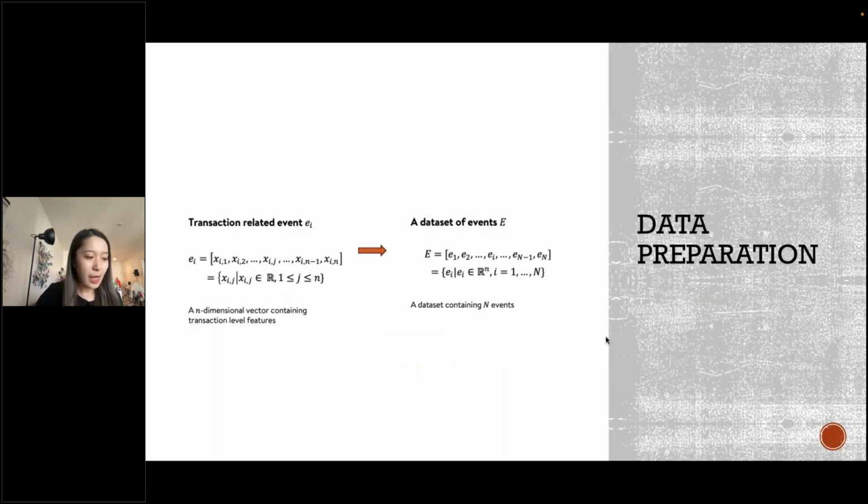The first step is data preparation. It's very simple and straightforward. In my experience, as I mentioned before, I use transaction related events E subscript i. It's an n dimensional vector containing transaction level features, x i1 to x in. If I have big N of such transaction related events, I can have a data set of events, big E.